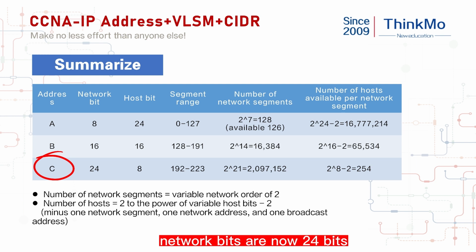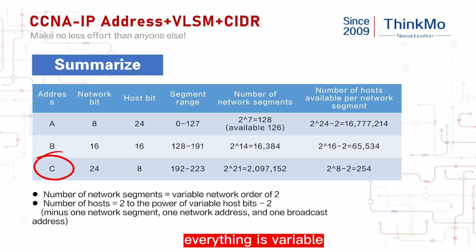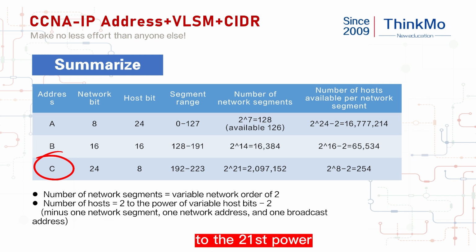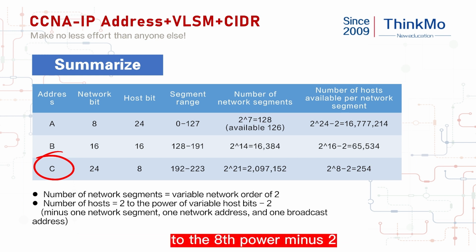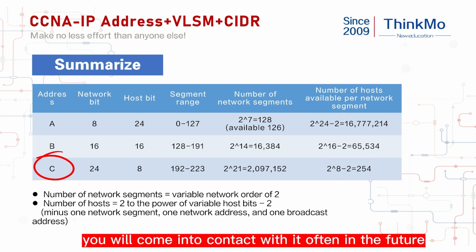The number of network segments is 2 to the 21st power. Network bits are now 24 bits. Class C addresses are fixed with the first 3 bits. Everything else is variable. So the number of network segments is 2 to the 21st power. The number of available hosts per network segment is 2 to the 8th power minus 2, which works out to be 254. This number looks familiar. You will come into contact with it often in the future.